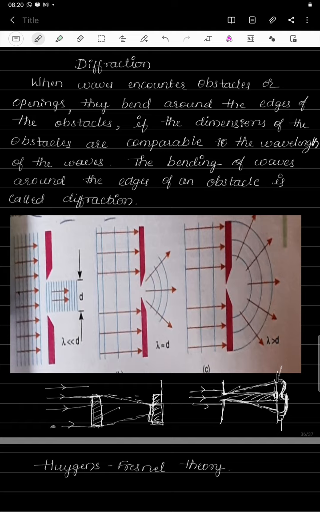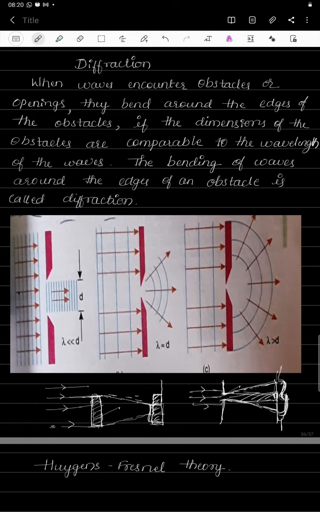But here a condition applies. What is that condition? The dimensions of the obstacle, the size of the obstacle that we have considered, should be of the order of the wavelength of the light waves used, that is, very very small, of the order of nanometers, some hundreds of nanometers. If both match, the size of the obstacle and the wavelength of light used, only then is this diffraction phenomenon noticeable. So this is regarding the basics of diffraction.